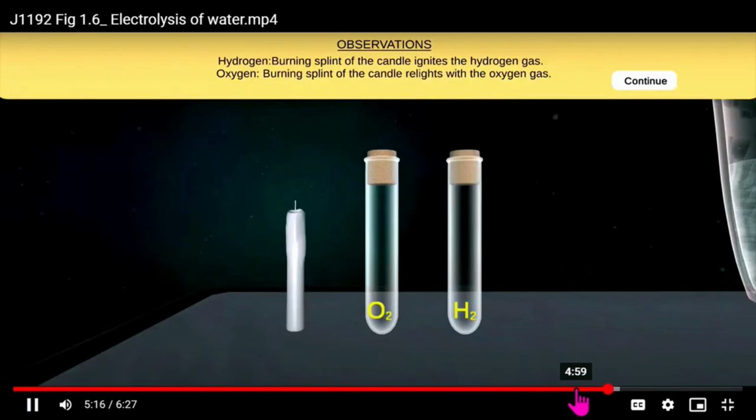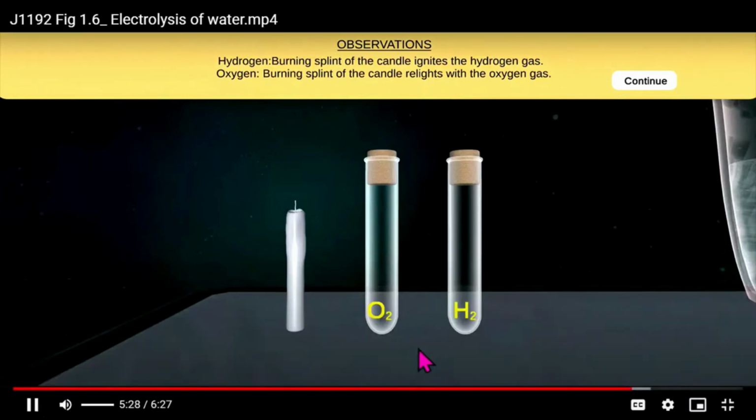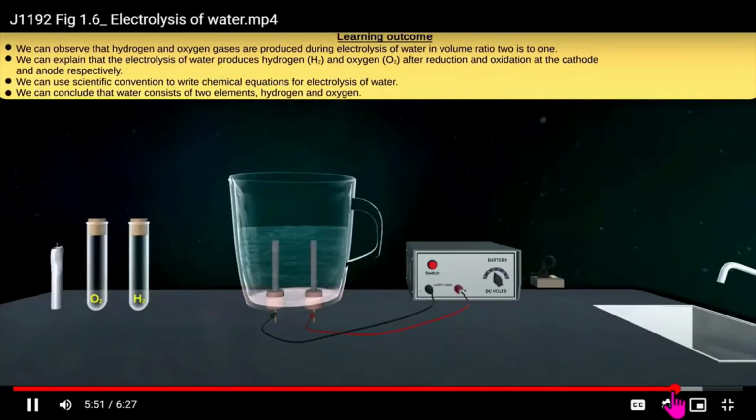Observations. Hydrogen: the burning splint of the candle ignites the hydrogen gas. Oxygen: the burning splint of the candle relights with the oxygen gas. Click on the continue button. Electrolysis of water produces hydrogen.